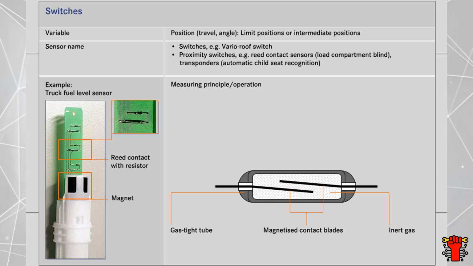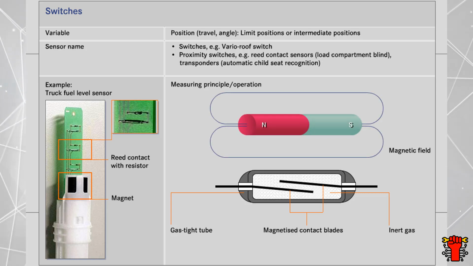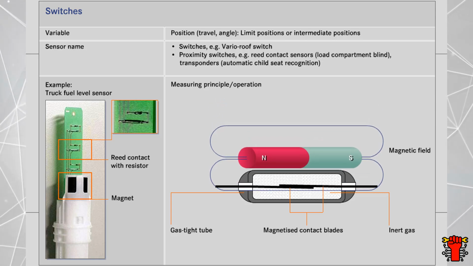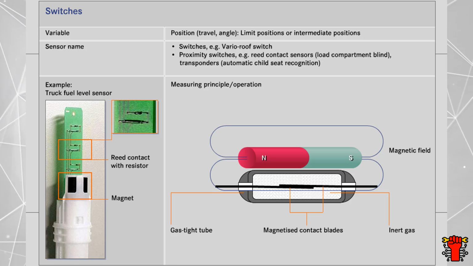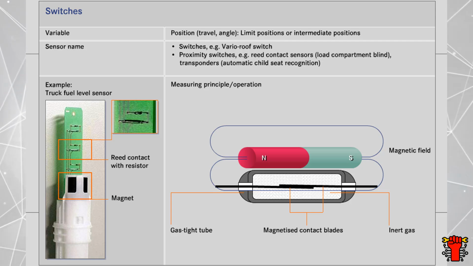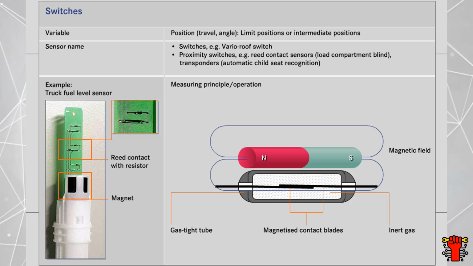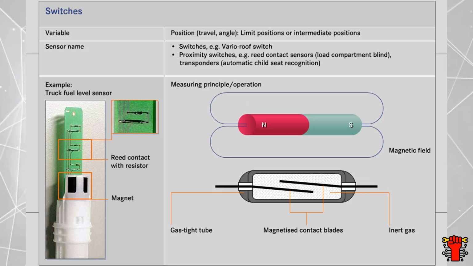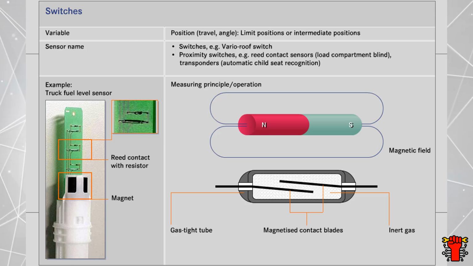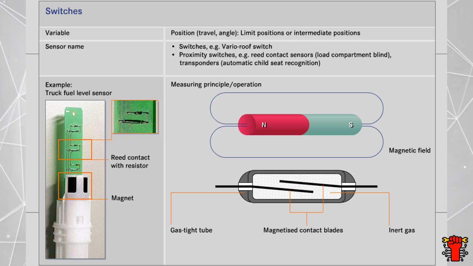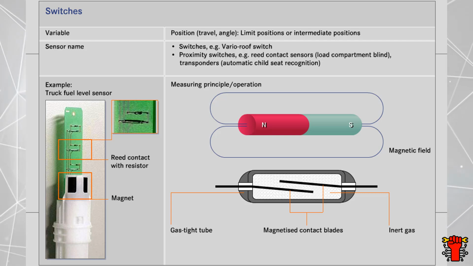The reed contacts themselves consist of a glass tube filled with inert gas, into which are sealed 2 magnetized contact blades. As soon as the magnet's magnetic field starts having an effect on the contact blades, the contact closes. Depending on the position of the magnet in the sensor tube, another reed contact will be switched. The contact blades open again as soon as the magnetic field is removed. The current flows over a number of resistors, the exact number depending on the position of the float. The control module calculates the fill level from this and displays it in the instrument cluster.